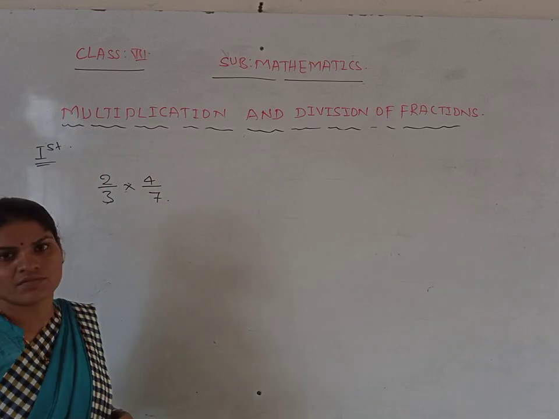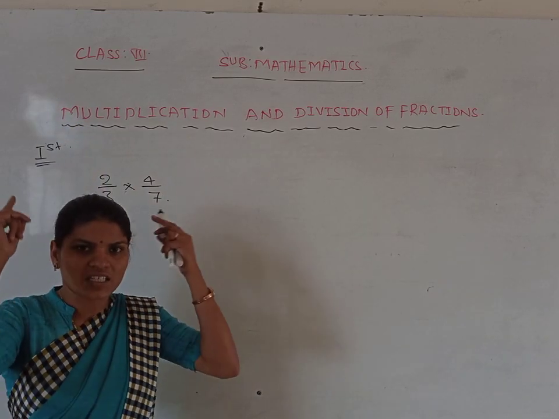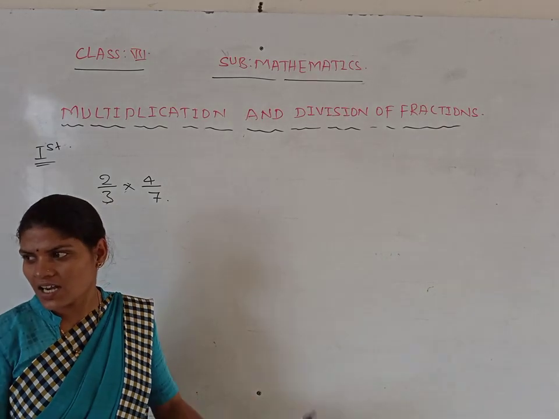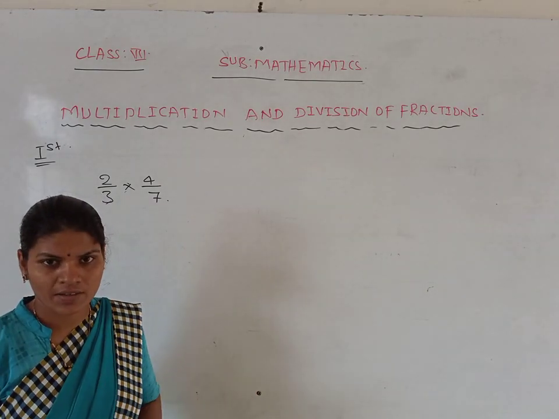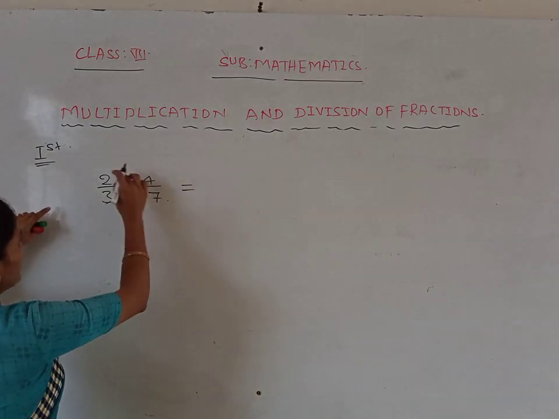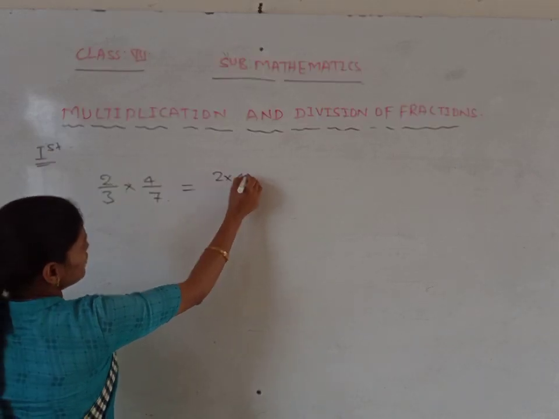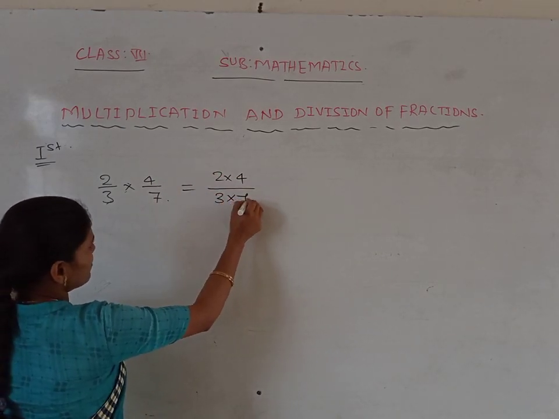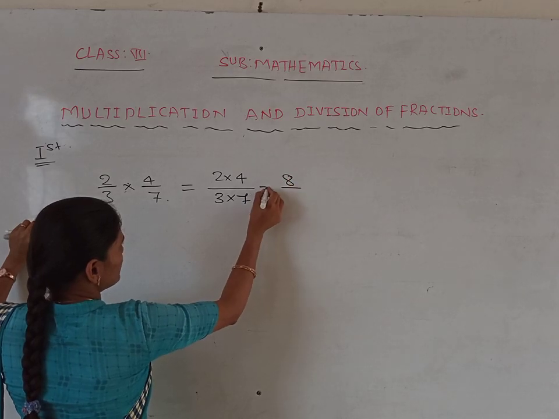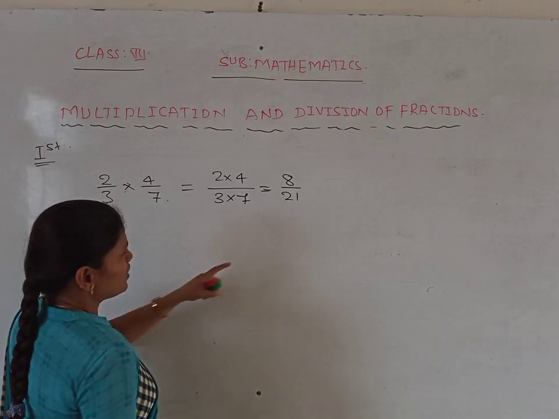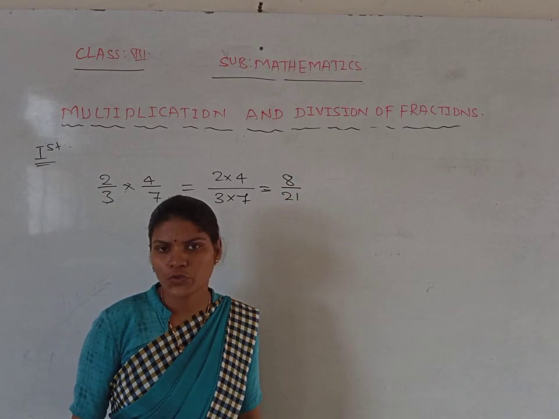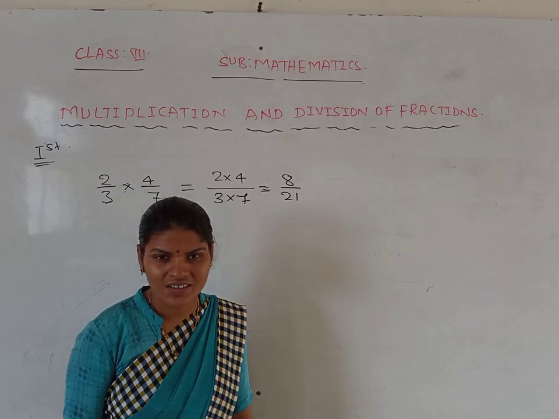by denominator. Yes? Multiply and keep the product. Yes or no? Okay. 2 into 4 divided by 3 into 7. 2 fours are 8. 3 sevens are 21. This is the product of two fractions. So easy. One more.